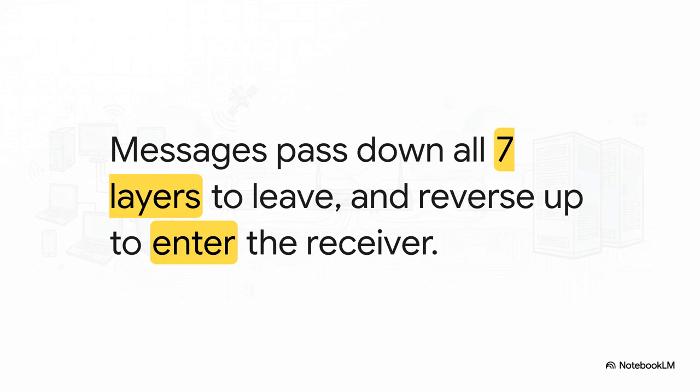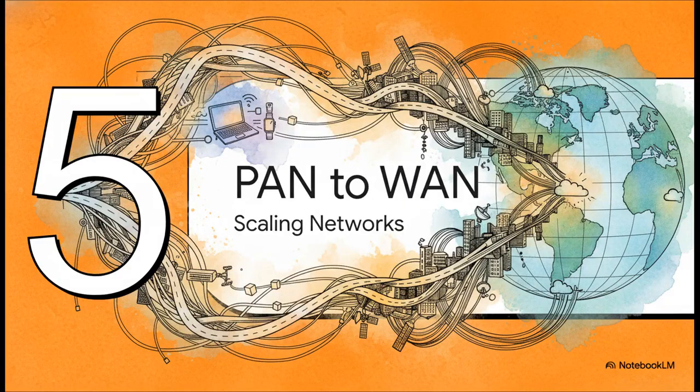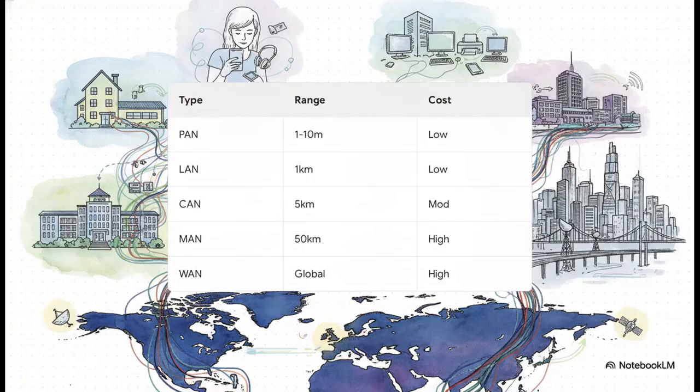All right, we've explored the invisible software rules, so now let's shift gears to the physical roads our data travels on. Section 5, Scaling Networks, PAN to WAN. Take a look at how this scales. Physical distance actually dictates the entire nature of a network.